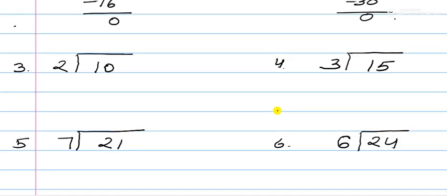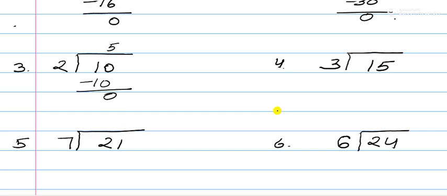Now the next one is 10 divided by 2. So we say our 2 times table up to 10 and we stop at 10. So 2 times 1 is 2, 2 times 2 is 4, 2 times 3 is 6, 2 times 4 is 8, 2 times 5 is 10. So 2 times 5 is 10. So we write 5 on the top. Minus 10, 0 at the bottom because 10 minus 10 is 0.